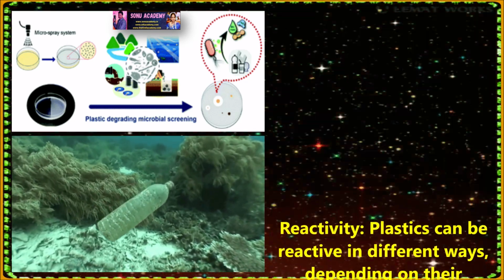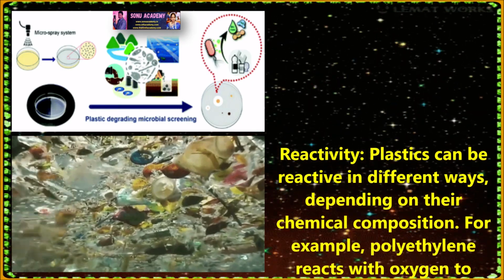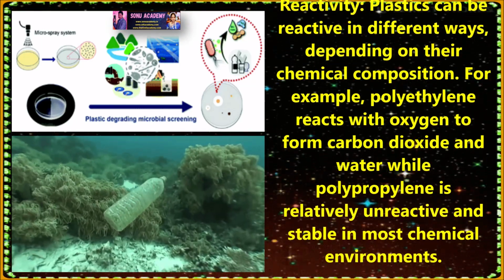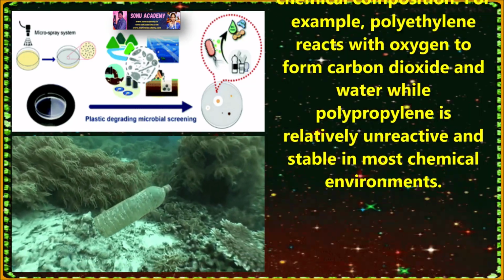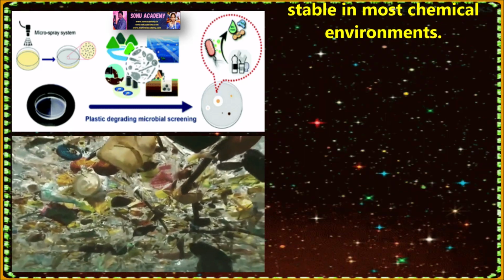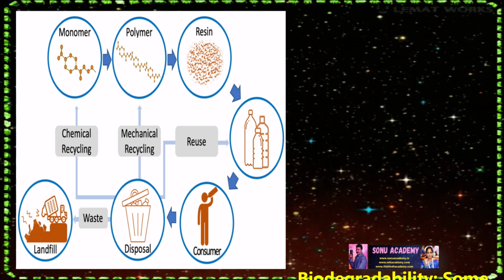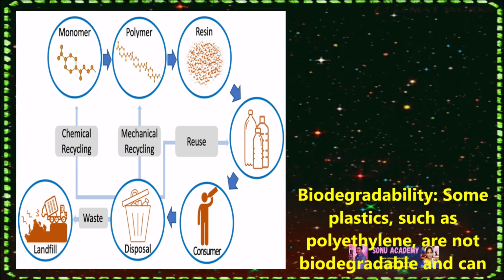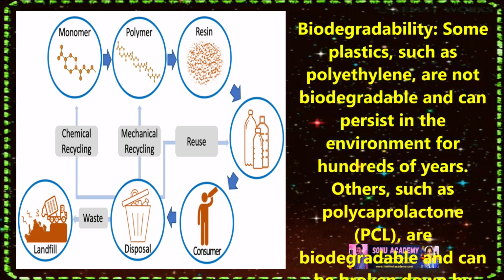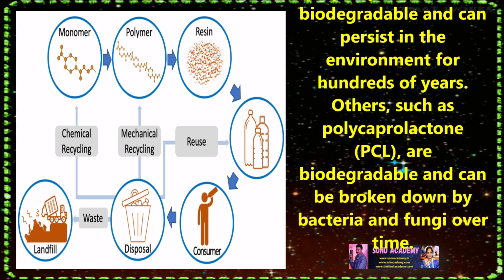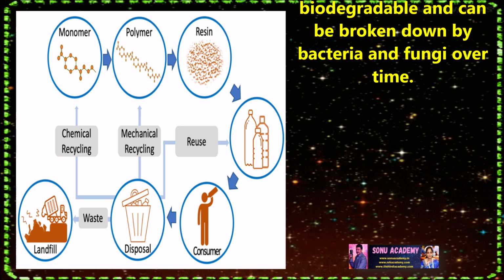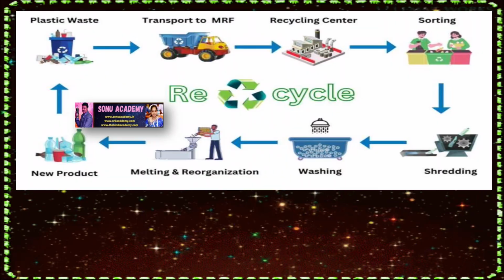Reactivity. Plastics can be reactive in different ways depending on their chemical composition. For example, polyethylene reacts with oxygen to form carbon dioxide and water, while polypropylene is relatively unreactive and stable in most chemical reactions. Biodegradability. Some plastics such as polythene are not biodegradable and can persist in the environment for hundreds of years. Others such as polycaprolactone are biodegradable and can be broken down by bacteria and fungi over time.